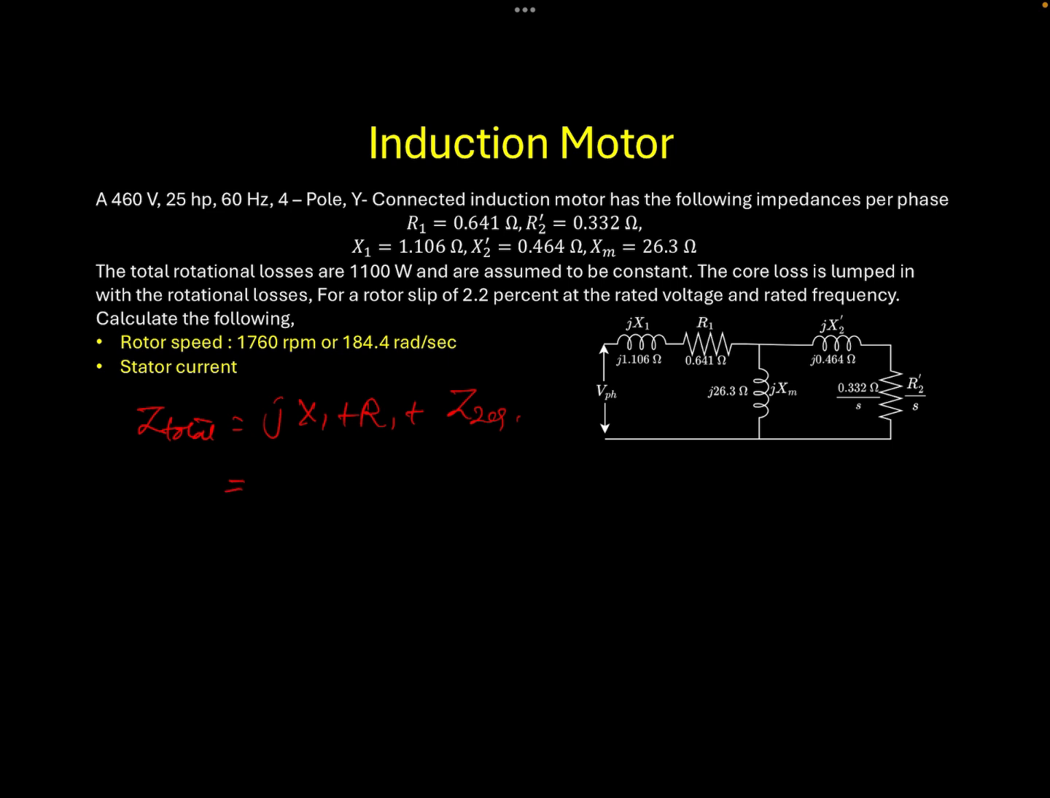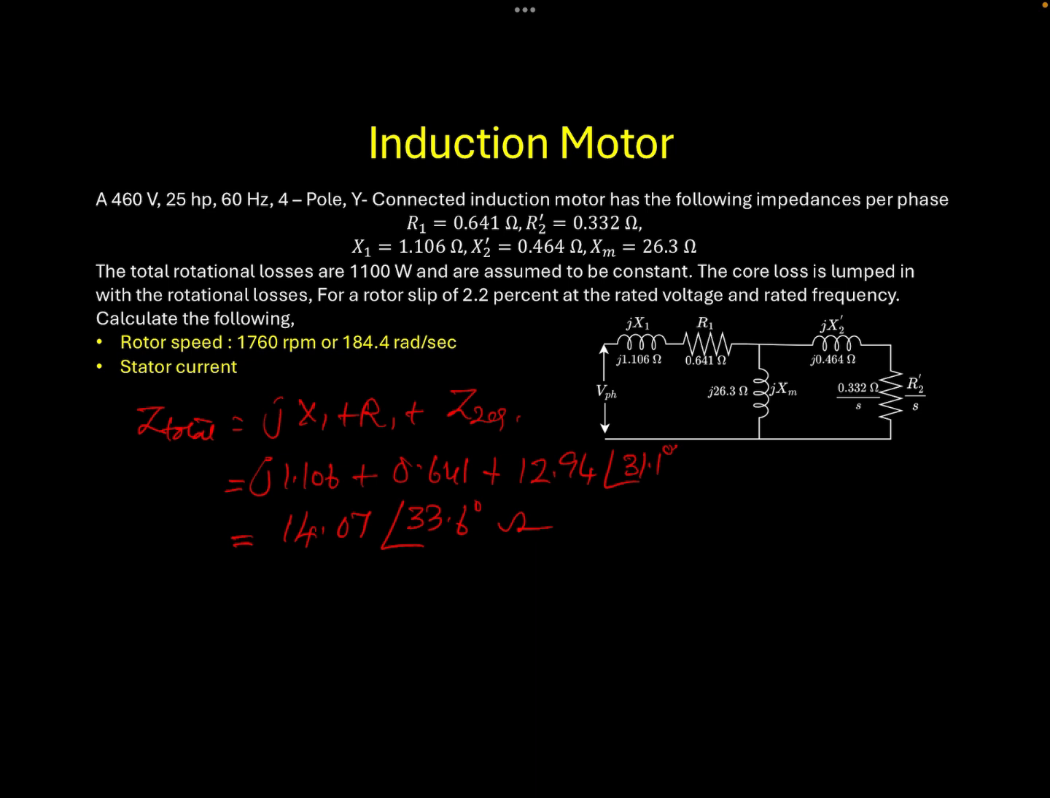So now if you calculate that, jX1 is j1.106 plus the value of R1 is 0.641, and we have Z equivalent as 12.94 at an angle of 31.1 degrees. So now if you add all these numbers, then you will get your Z equivalent as 14.07 at an angle of 33.6 degrees, and that's ohm because it is the value of the impedance.